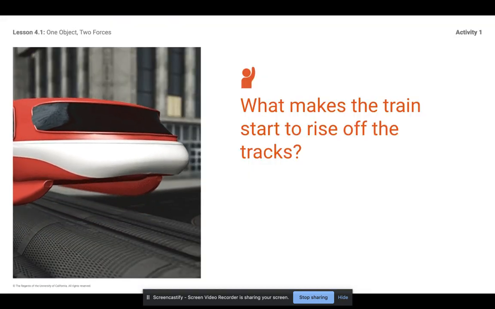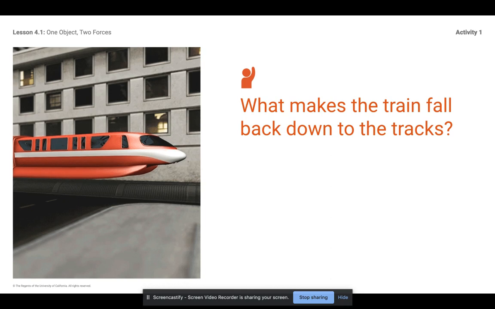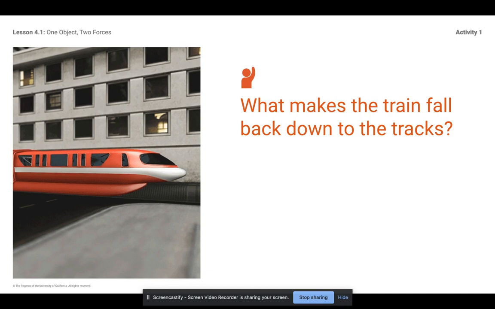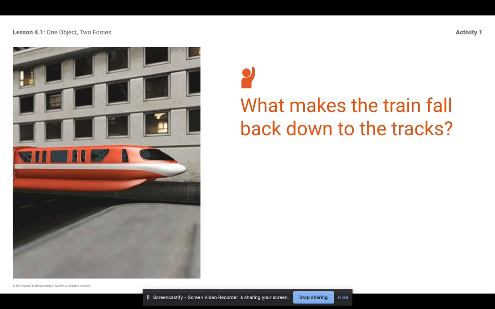So we've already come to an agreement on what makes the train start to rise off the tracks. We know that it's a repelling magnetic force between a magnet in the train and one in the tracks. Now, we have also discovered what makes a train fall back down to the tracks. We know that it's gravity. It's an attracting force between the train and Earth.